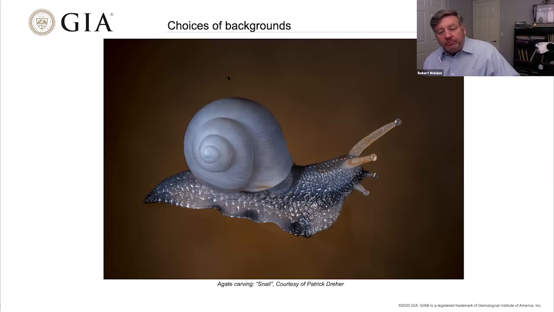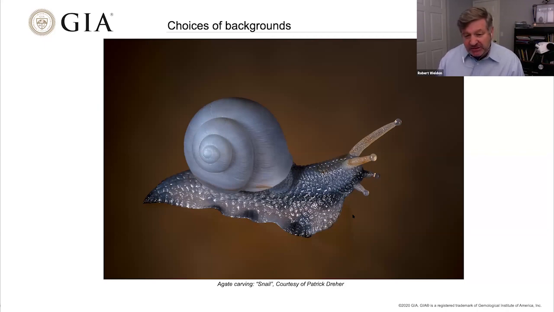Now, as you start looking at pictures, again, another carving, but this one by Patrick Dreher, you need to start thinking about how you need to illuminate things. So, luckily for me, this shell was sort of a muted, not a shiny finish on it, very much like a shell on a natural snail would be. But the rest of this agate was highly polished to really bring out that glistening effect.